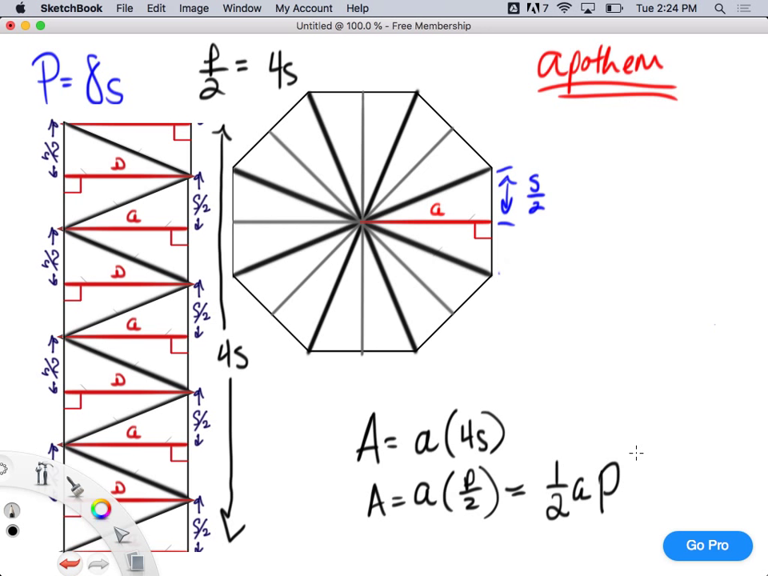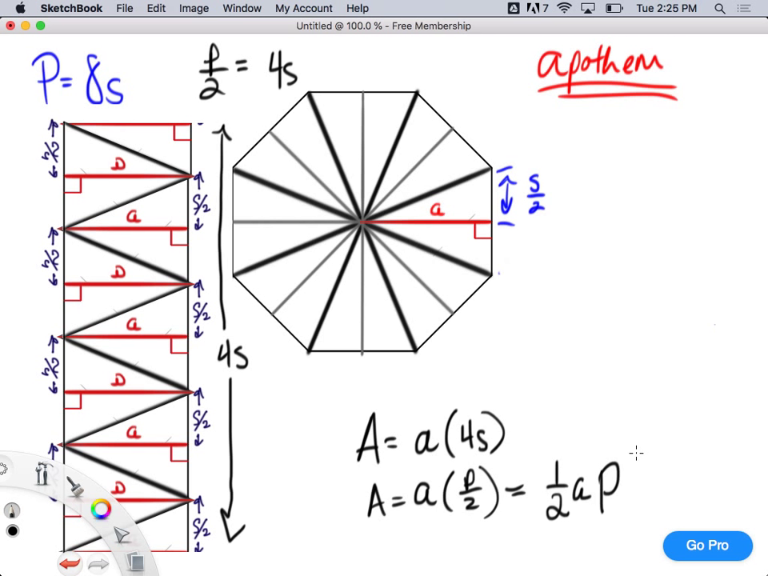Look, this is A times 4S is the area of this rectangle, right? Do we agree that the area of this rectangle is the same thing as the area of this shape? Yes, because it's just made up of the triangles that I cut out of this shape. So the area of this rectangle is A times 4S. You guys following me? P over 2, or half the perimeter, is 4S, right? So I replace 4S with P over 2, I bring the 1/2 to the front, and I get the area of this shape is 1/2 the apothem times the perimeter.